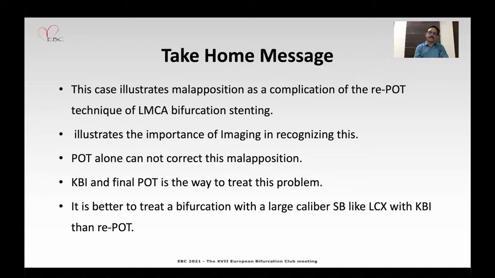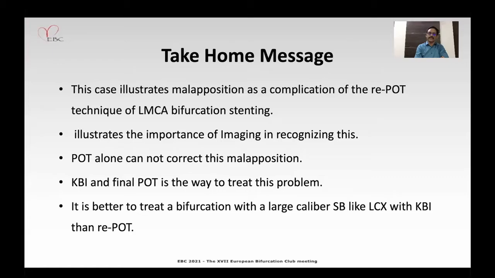Had we not done imaging at every step in this case, we would have missed this malposition following the side branch dilatation. And it is better not to treat a huge vessel like left main in a provisional strategy with a reverse POT technique, because the side branch, like LCX, will be very large in size and will require a 3 or 3.5 size balloon for dilatation. That will definitely malpose the stent from the opposite side of the vessel wall, which is LM to LAD.